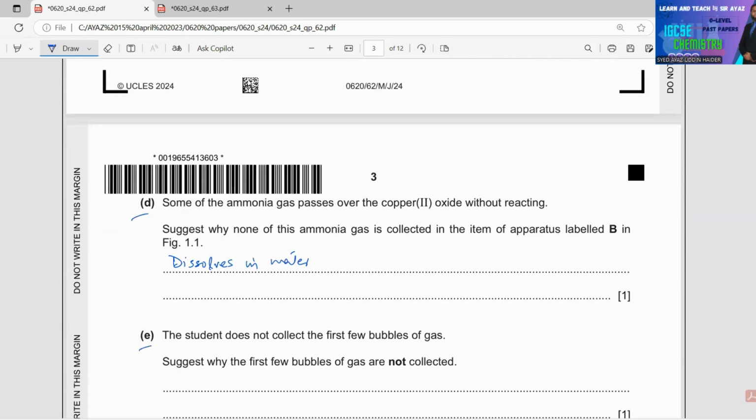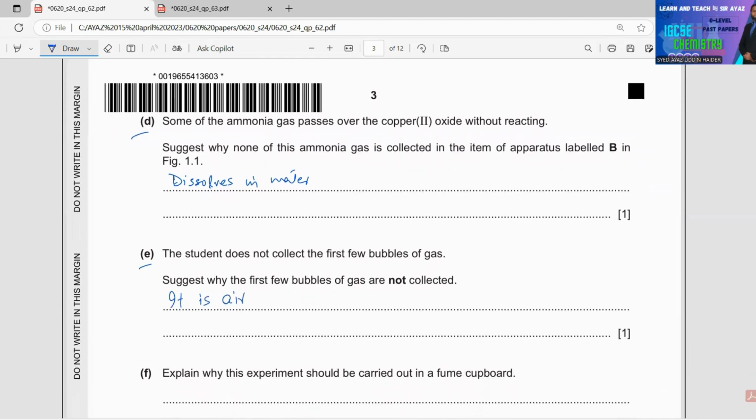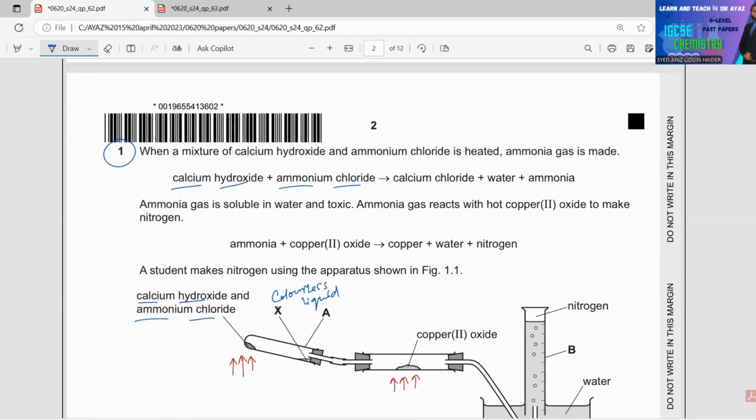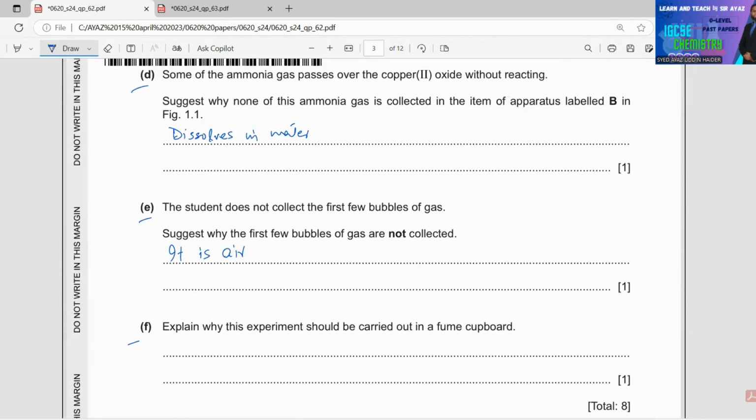E, the student does not collect the first few bubbles of gas. Suggest why the first few bubbles of gas are not collected. Definitely, first few bubbles are of air. So, right, it is air. F, explain why this experiment should be carried out in a fume cupboard. If you look at the details of the experiment, they have already mentioned that ammonia gas is toxic. That's why it needs to be carried out in a fume cupboard. So you write ammonia is toxic.